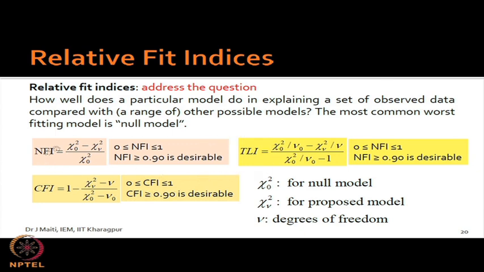or quantify these indices like NFI. NFI is chi square 0 minus chi square nu, divided by chi square 0. All these index values lie between 0 and 1, and it is desirable that they are greater than 0.90. Then CFI, comparative fit index, that is 1 minus chi square nu minus nu, divided by chi square 0 minus nu 0, and TLI, Tucker-Lewis index, in a similar manner. Ultimately they take into consideration the chi square value of the proposed model and the worst fit model, known as the null model, and the comparative indices are developed. The higher the index value, the better. 0.9 or more is required.